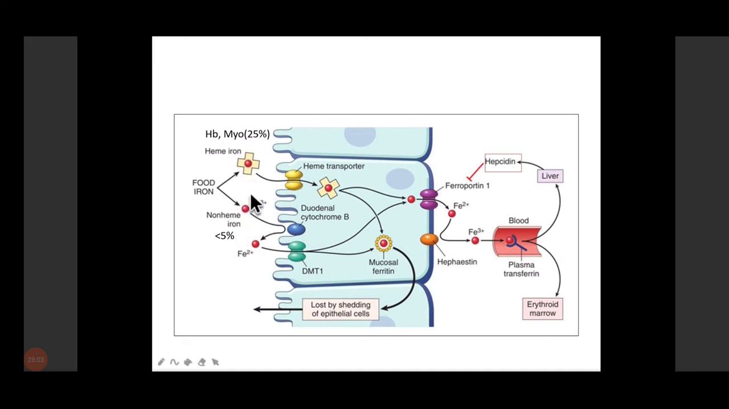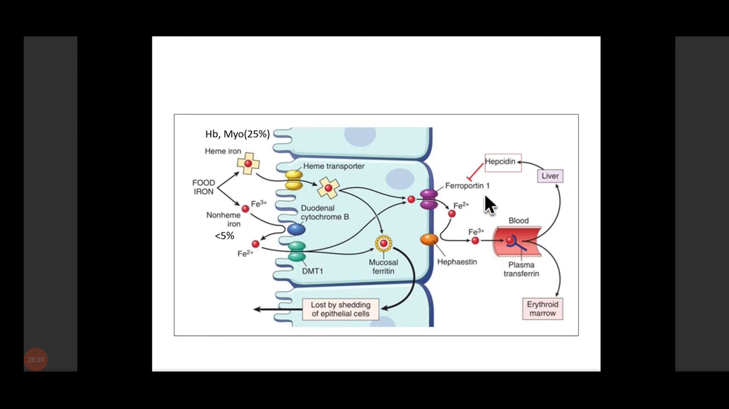So the ferric form has to be converted into the ferrous form, which is done by divalent metal transporter 1. The ferric form is converted into ferrous form by duodenal cytochrome B. The heme transporter transports the heme iron as such. Okay, so after all the breakdown, what happens is that this is a mucosal ferritin which remains in the cell. However, the ferrous form is transported by the ferroportin into the blood circulation.